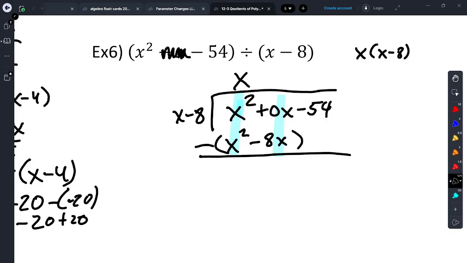So what does this become? 8x. So this becomes 8x, bring down the 54. Stop there for a minute. Does that make sense? Make sense? Okay.